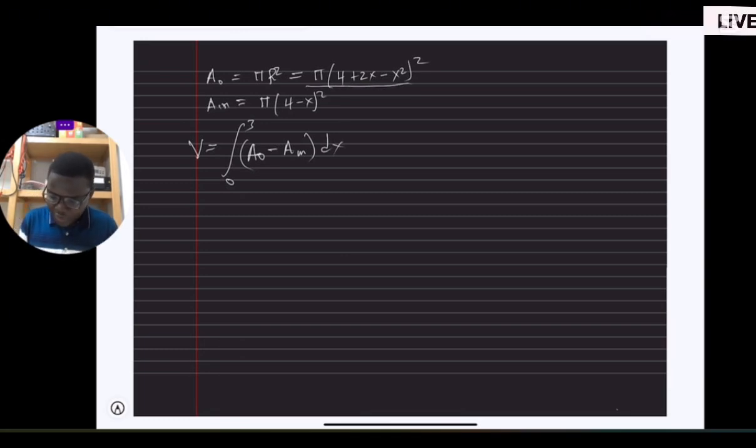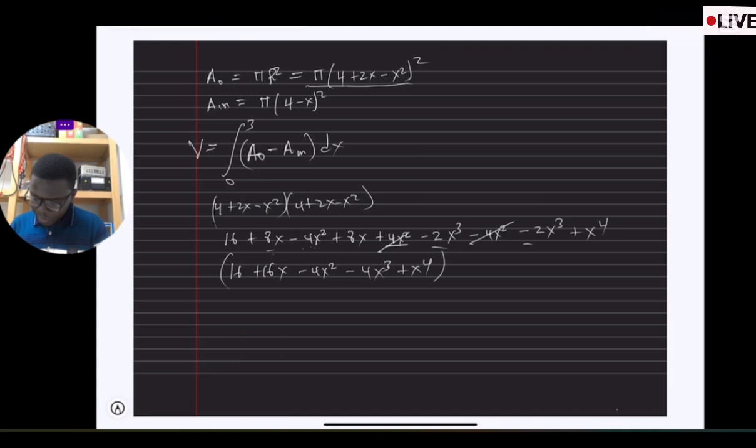So now for the first part, we have 4 plus 2x minus s squared here, and another 4 plus 2x minus s squared. Of course, when you have a calculator, you can quickly do this. So this one is all multiplied by pi for the A naught, right? And for the A in, same thing: 4 minus x, and then 4 minus x.